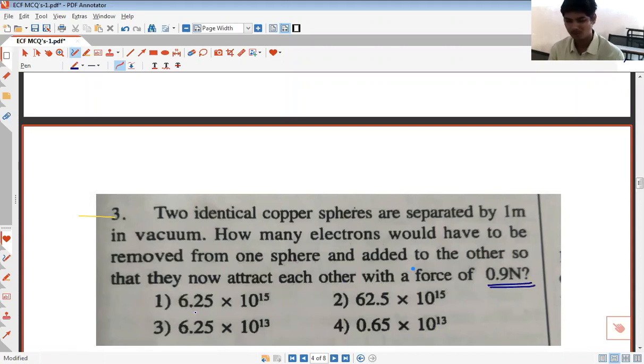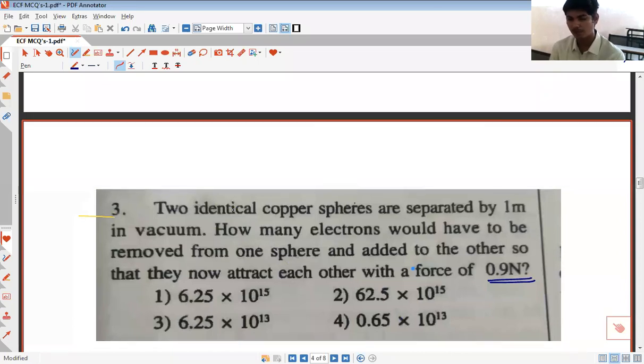The options are: 6.25 x 10^15, 62.5 x 10^15, 6.25 x 10^13, 0.65 x 10^13. See, the problem here is simple. There are two identical copper spheres separated by 1 meter in vacuum. How many electrons would have to be removed from one sphere and added to the other so that they now attract each other with a force of 0.9 Newton?